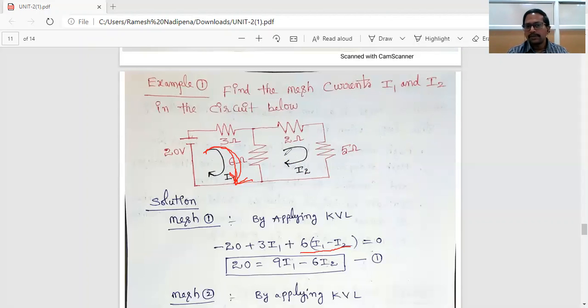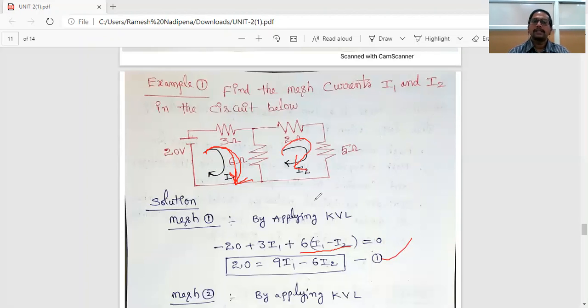For example, if you want to write the second mesh equation, then this I2 current is more than I1. Simple. So no need to apply KCL and find the current expression each time. Not required. Simply, if you want to write the second mesh equation, that current is more than the first mesh. If you want to write the first mesh equation, that current is more than the second mesh. That's it. Okay. So from this you'll get the first mesh equation.